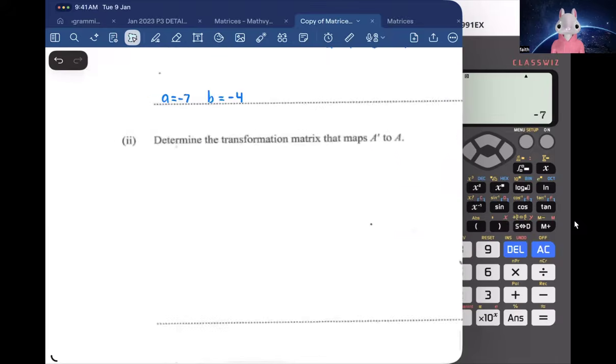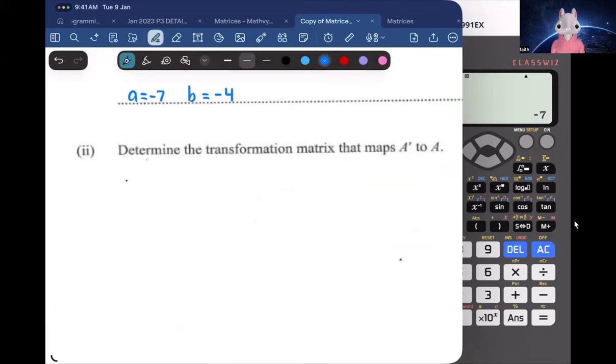Now on to part 2. Guys, what is going to map the object onto the image? What maps the object onto the image? The transformation matrix. So what do you think would map the image onto the object now? If T maps the object onto the image, what do you think would map the image back? The inverse transformation. Yes, the inverse transformation.